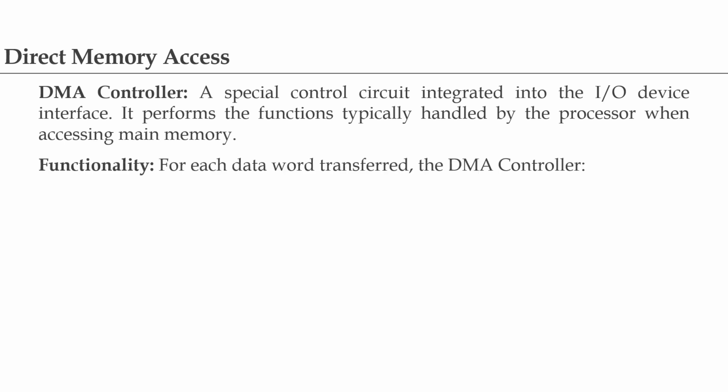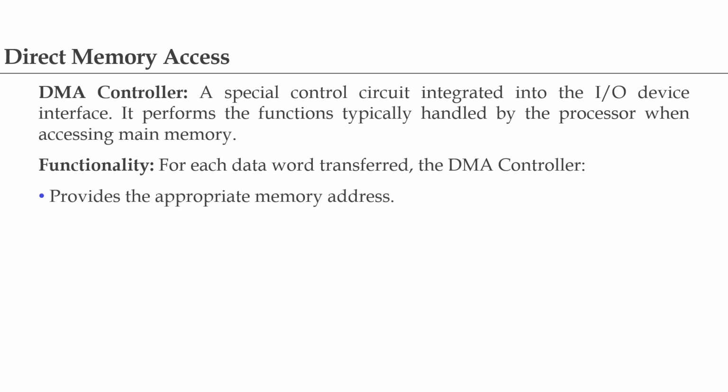DMA transfers are performed by a control circuit that is part of the input-output device interface. This circuit is known as the DMA controller. The DMA controller performs the same function that would normally be carried out by the processor when accessing the main memory. For each data word transferred, the DMA controller provides the memory address and all the bus signals that control the data transfer.